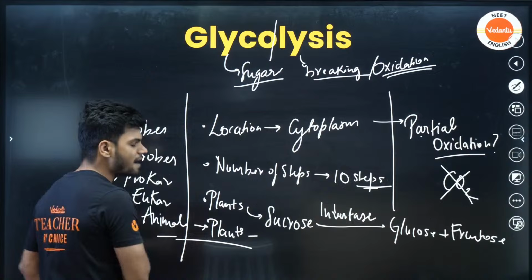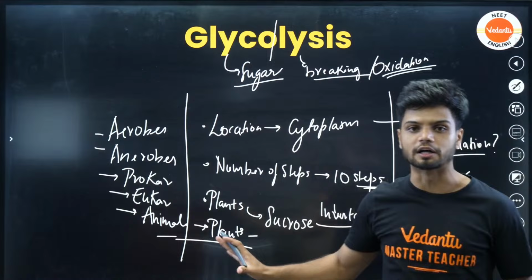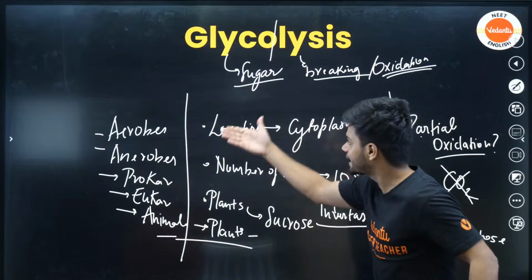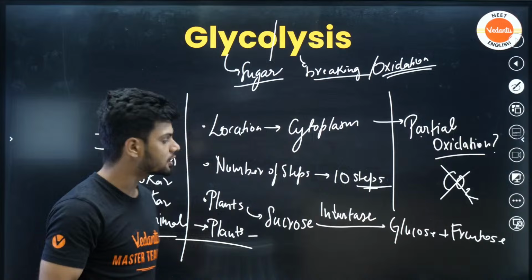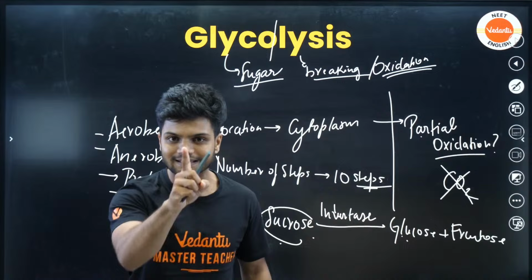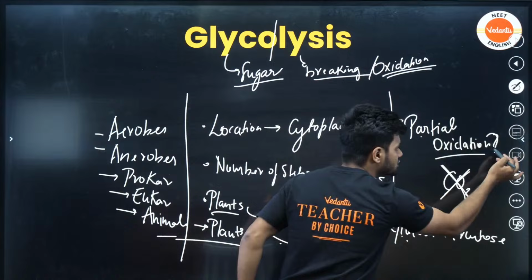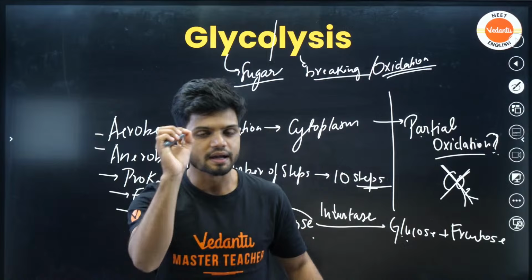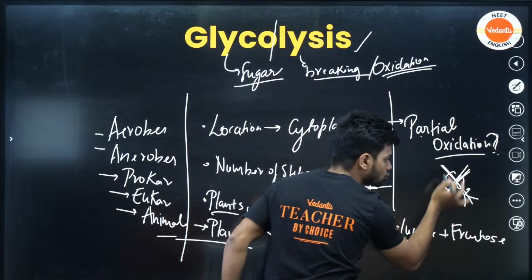Every single piece of information which I've written here can be asked as a question. The question can be like, where does glycolysis take place? The answer is cytoplasm. How many steps are in glycolysis? 10 steps, sir. In the case of plants, sucrose is converted to glucose and fructose. Which enzyme is involved? Invertase is involved. Is glycolysis a partial oxidation? Yes, it is a partial oxidation. It is not complete, it is not incomplete. It is a partial oxidation. Why? Because in glycolysis, there is no CO2 evolved.